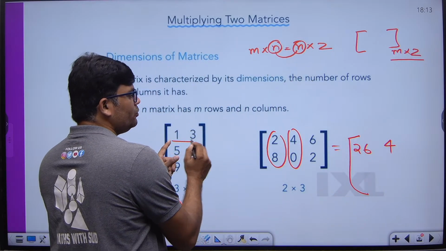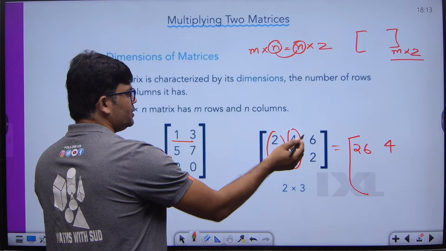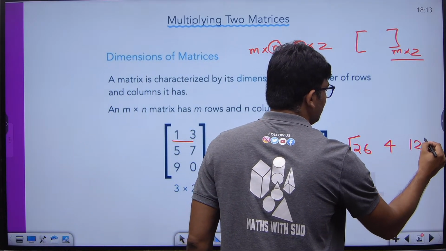Okay, and then 1 into 3 must be multiplied by 6 into 2. So 1 into 6 is 6, 3 into 2 is 6. So it will become 12.